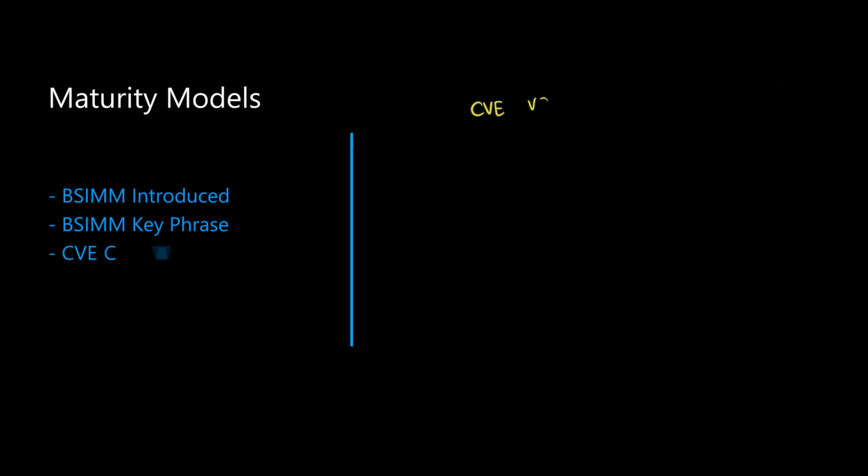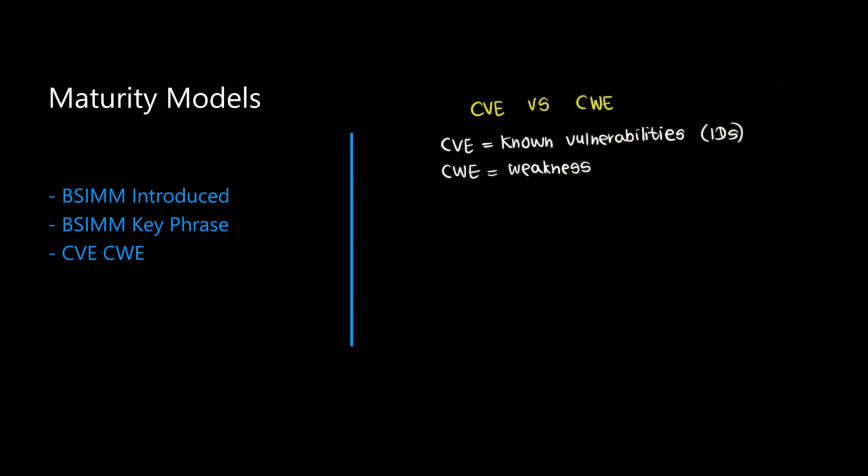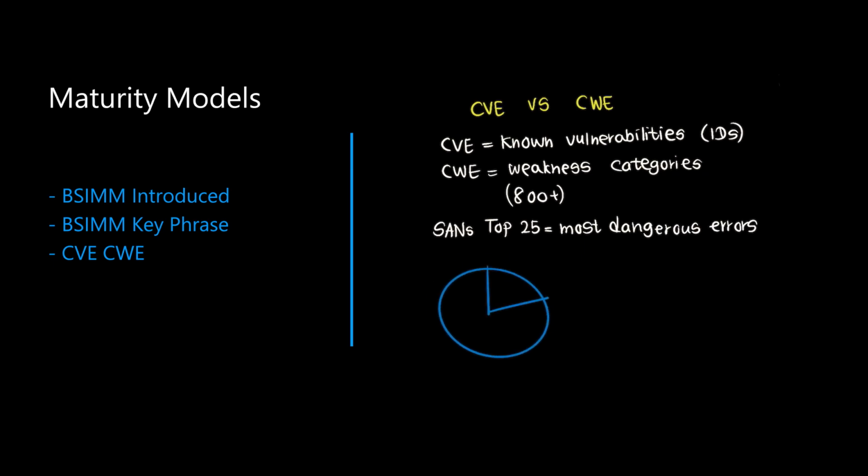You should also know about CVE and CWE, which are vulnerability tracking resources. CVE stands for Common Vulnerabilities and Exposures and gives standardized identifiers to publicly known security problems. CWE is the Common Weakness Enumeration, which catalogues over 800 types of software weaknesses. The SANS top 25 CWEs prioritize the most dangerous programming errors that make software vulnerable to attack.